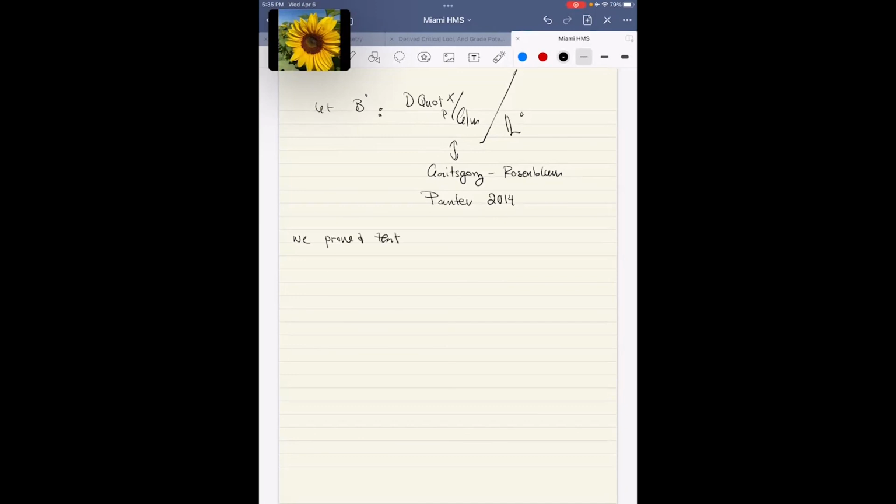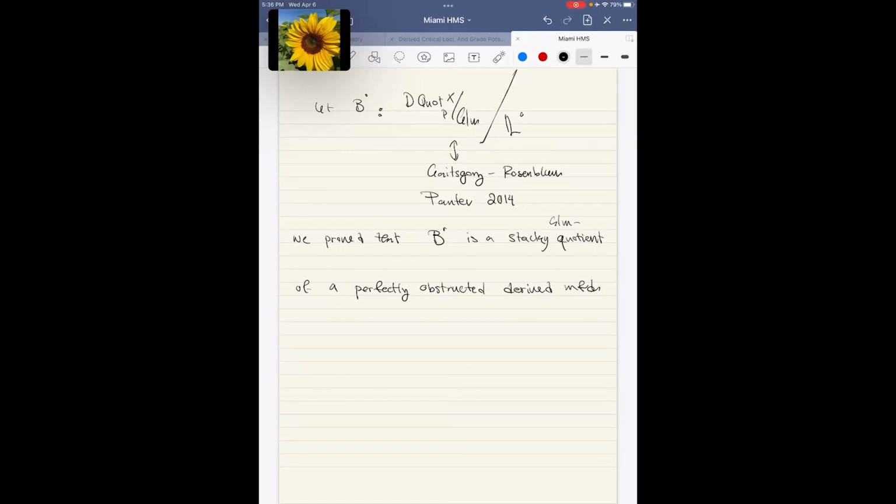this is the final part of my talk. We proved that B dot is a stacky GL_M quotient of a perfectly obstructed derived manifold, which is a very, very important property.